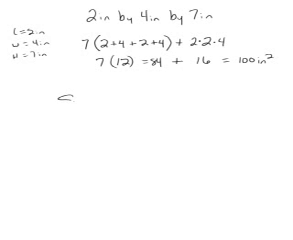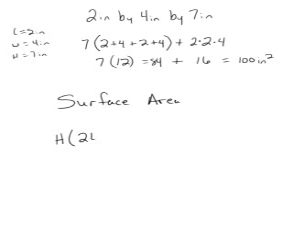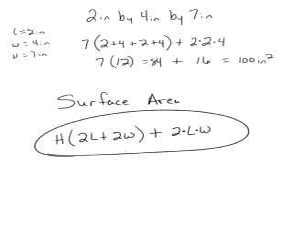So the way to find surface area is to take the height and multiply it times the perimeter of the base, which is 2 L's plus 2 W's. And then I'm going to add that to length times width, and I need 2 of those. And that gives me the surface area of a rectangular prism.